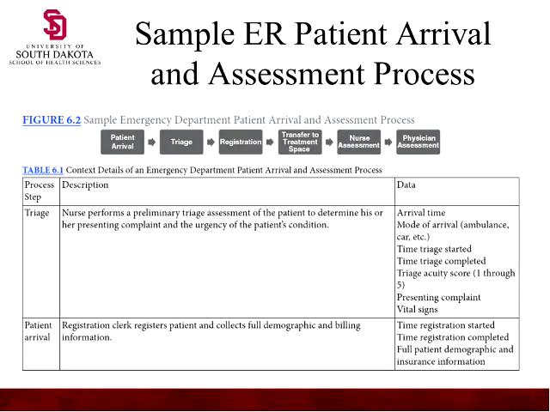Now, let's look at a simple ER patient arriving and assessment process. So the patient arrives, they go through triage, there's registration, they transfer to the treatment space, the nurse goes through assessment, and then there's a physician assessment. So we look at triage here. The nurse performs a preliminary triage assessment of the patient, determines his or her presenting complaint and the urgency of that, and they identify all the times the data we collect.